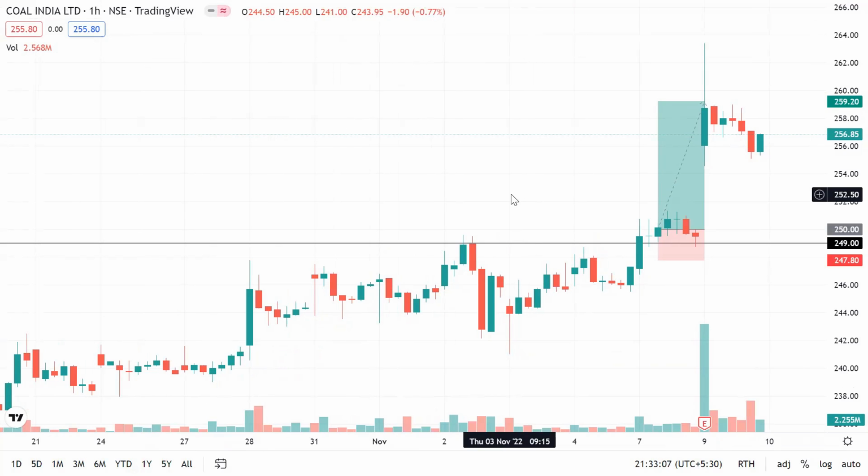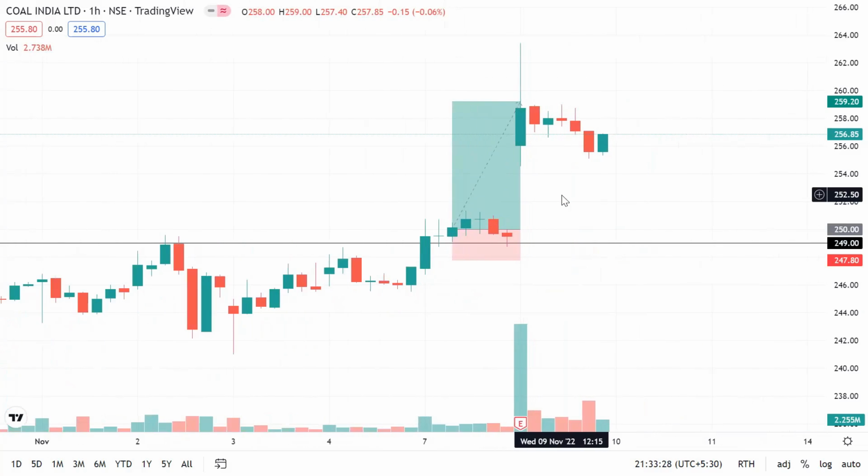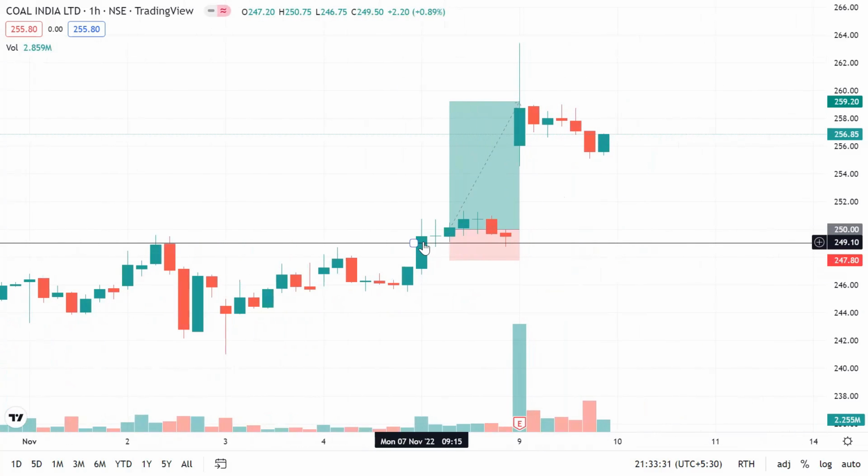If you have watched my previous videos, I just draw a simple horizontal line, and here as you can see, this is a resistance level because this is a point where the stock went but it came down. So it was just going up and down at this level, and here it gave a breakout. Now if you see, this is a breakout candle, and then this is the candle which is above the trend line. Here this candle opened below the trend line and closed above the trend line.